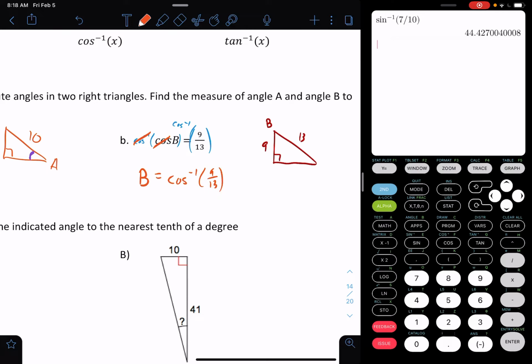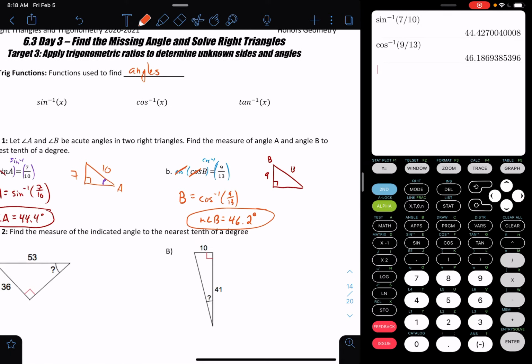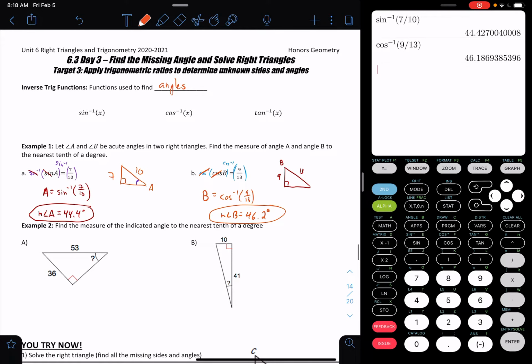So then over in my calculator, I hit second cosine. Oops, didn't show up. Second cosine, there we go. 9 divided by 13, or 9/13. And I'll get that the measure of angle B equals 46.2 degrees, if I'm rounding to the nearest tenth. Okay, so that's if we've got it all set up for us.